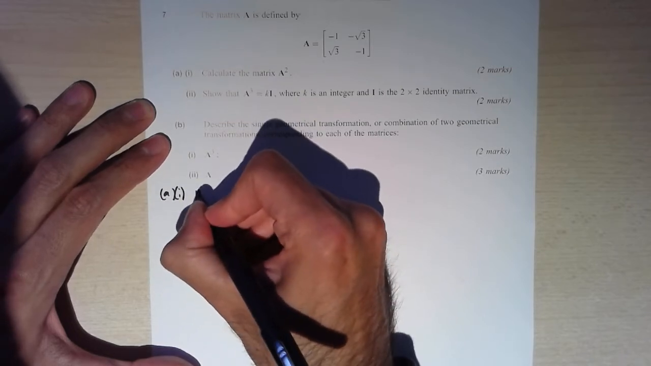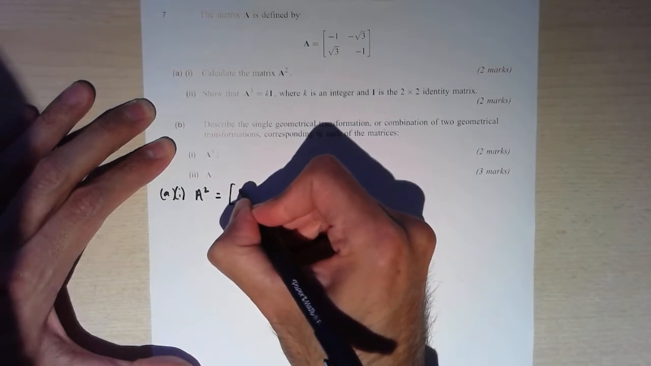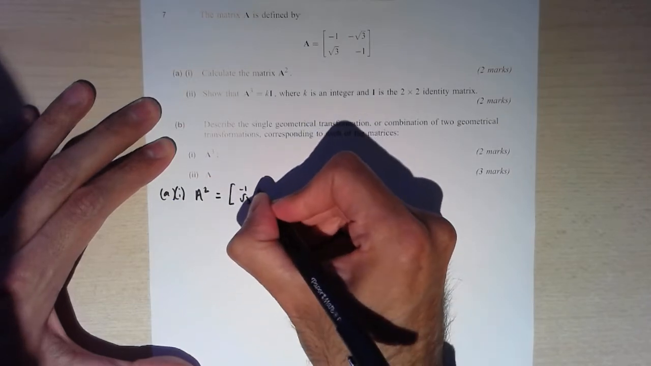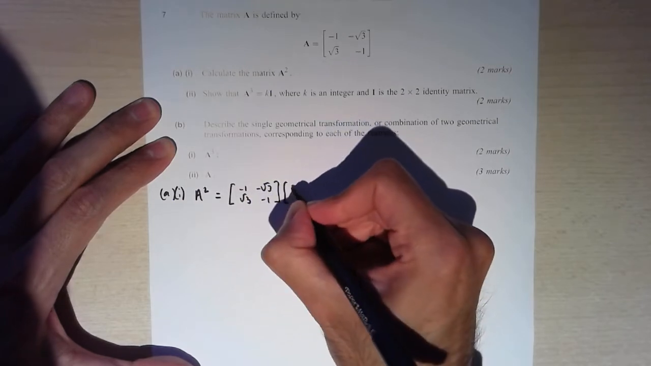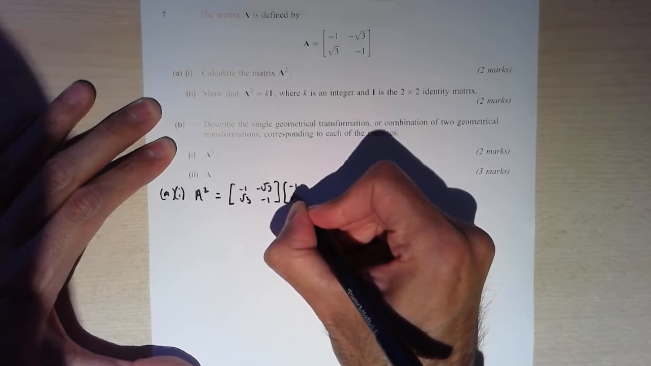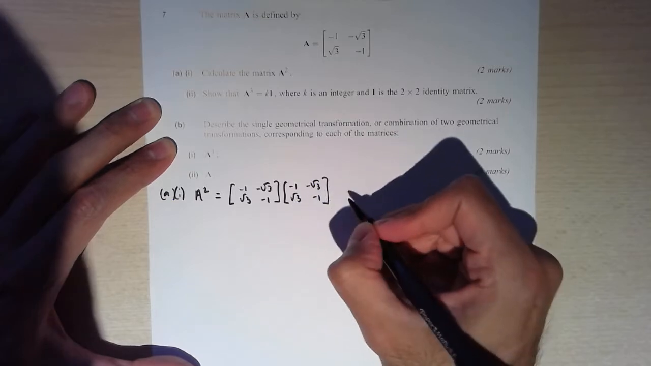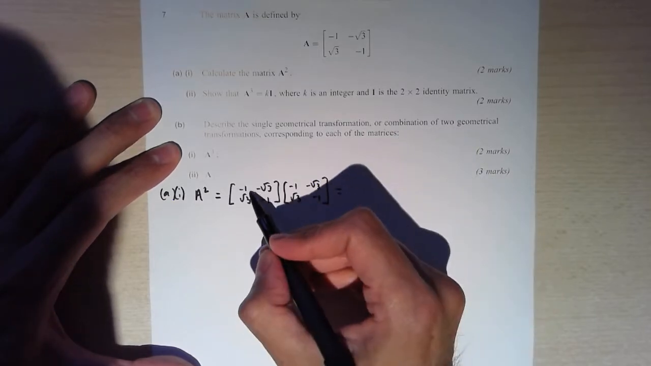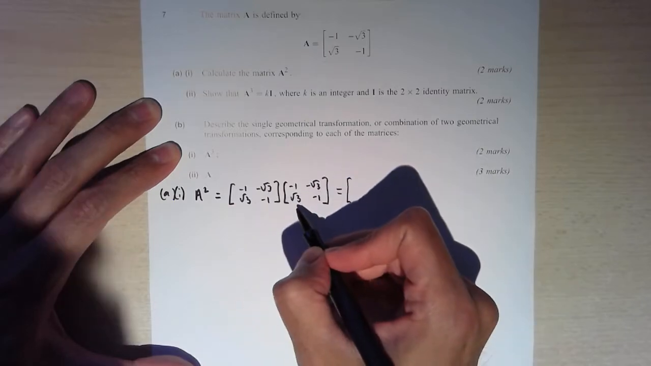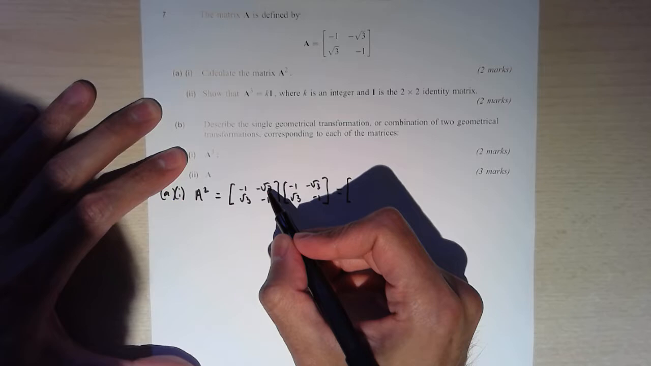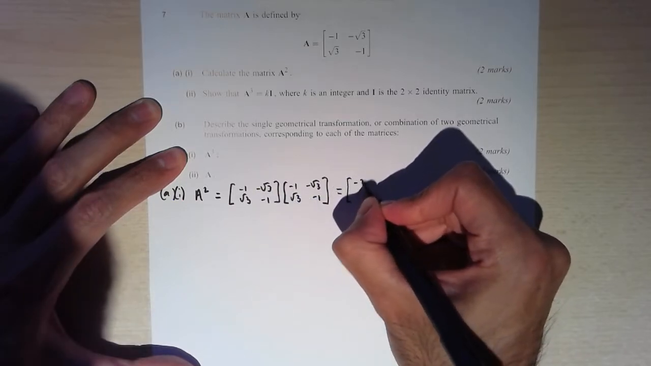need to work out A squared, which I know is going to be this multiplied by itself. So I'm going to write that out, -1, √3, -√3, -1. Multiply that by itself. And if I multiply this out, I've got -1 times -1, which is 1. I've got -√3 times √3, which is -3. So I've got 1 take away 3, which gives me -2 over here.